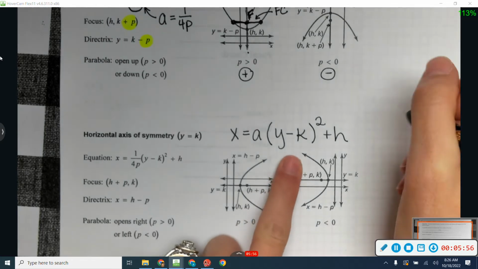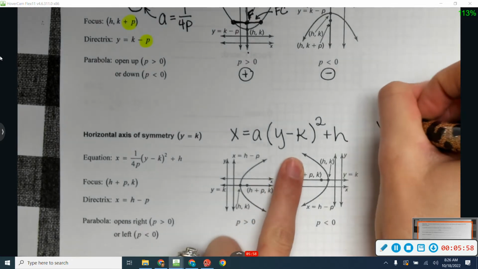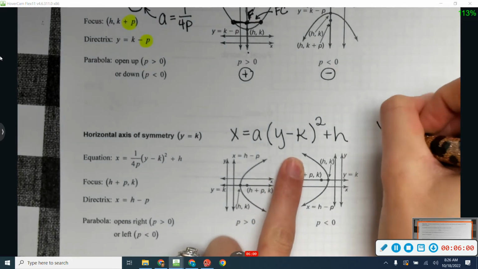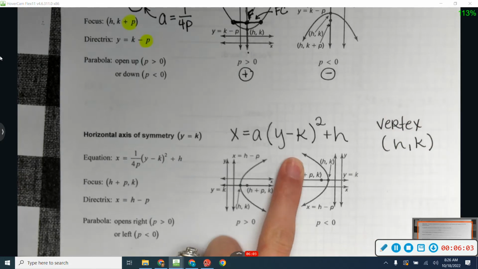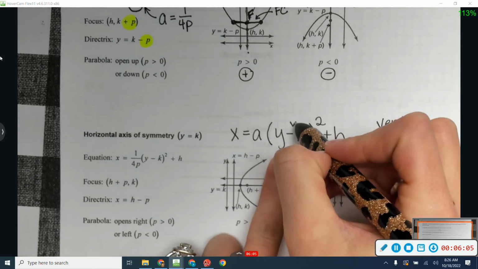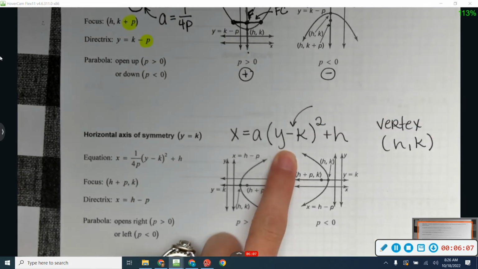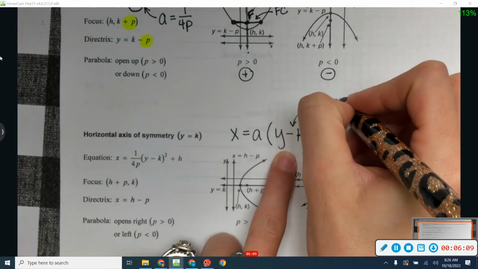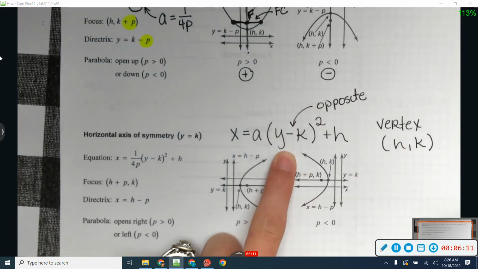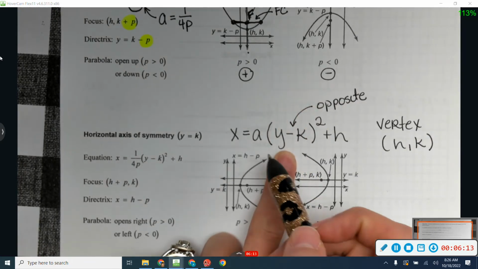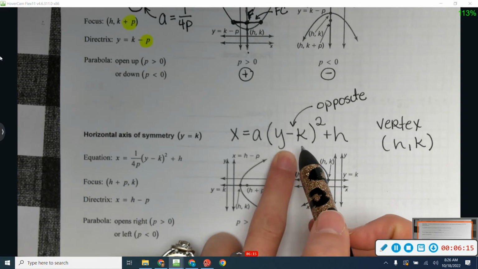Okay? So if your vertex is still going to be (h, k), now instead of taking the opposite of your x value, you're going to be taking the opposite of the y value. So whatever is inside parentheses, that's the sign that you're changing. Okay? So you've got to be careful with that.